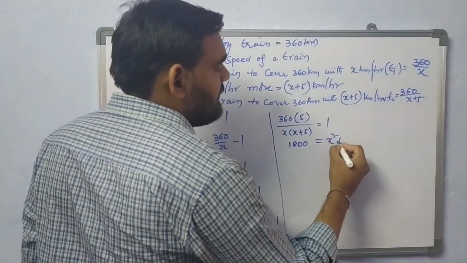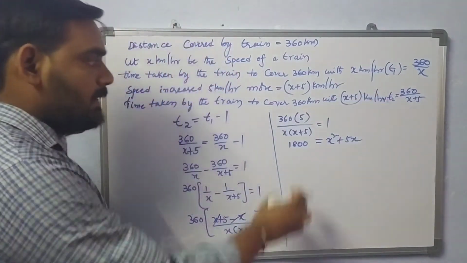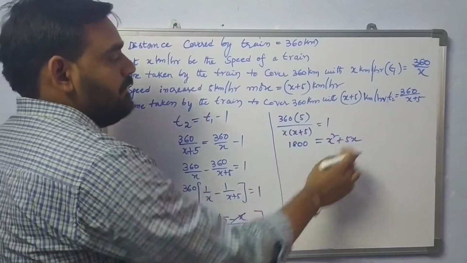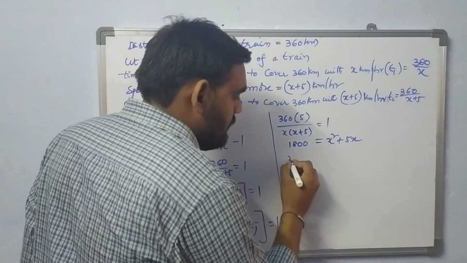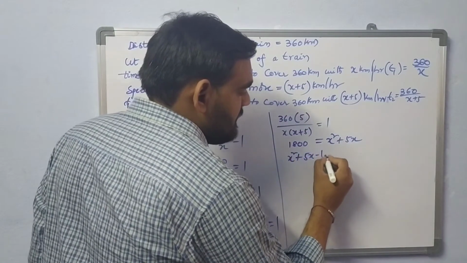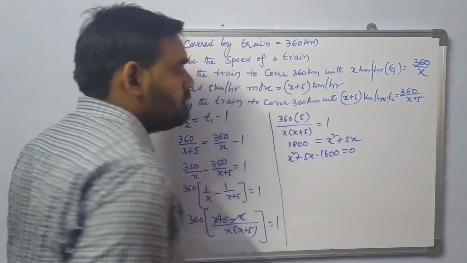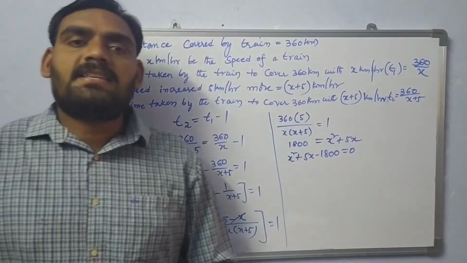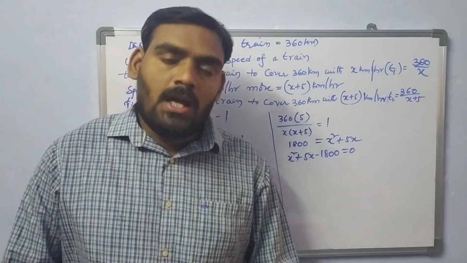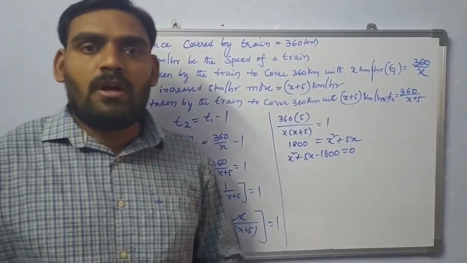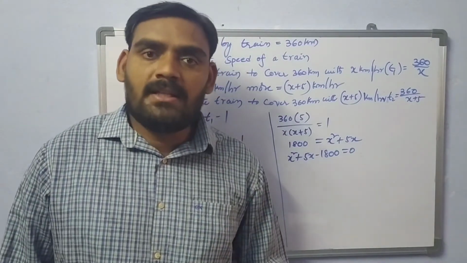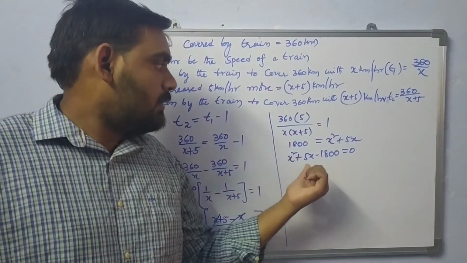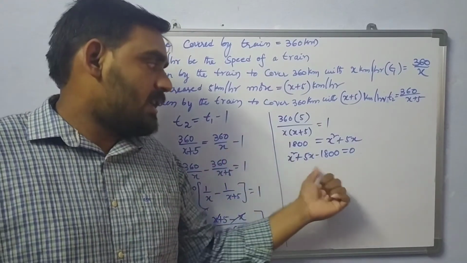So here we will get x square plus 5x. Now this can be written as x square plus 5x minus 1800 is equal to 0. Now it is in the general form of a quadratic equation, that is ax square plus bx plus c is equal to 0. At that time we can find roots of a quadratic equation by using the formula method or else by using the factorization method. So here we can find roots by using factorization.